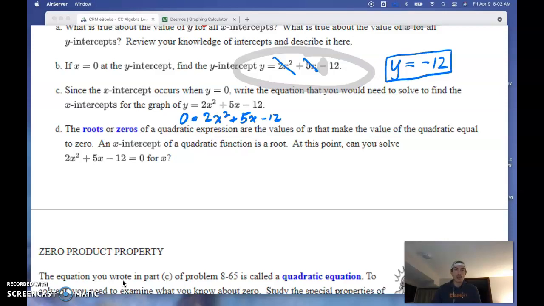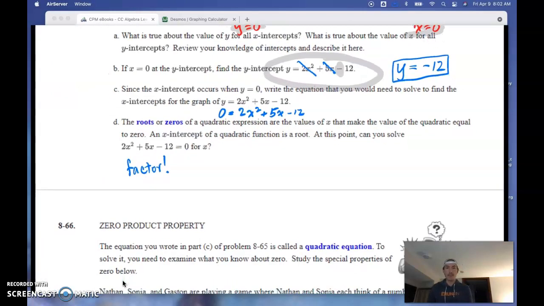It says the roots or zeros of the quadratic expression are the values of x that make the quadratic equal to 0. An x-intercept of the quadratic is called a root. So here we go. Now we're taking this and we're going to do some solving. And ladies and gentlemen, one of the ways that we're going to do some solving is going to require us to recall this skill that we've been building for a couple of video lessons now, all chapter 8. It's going to require us to do some factoring, okay?